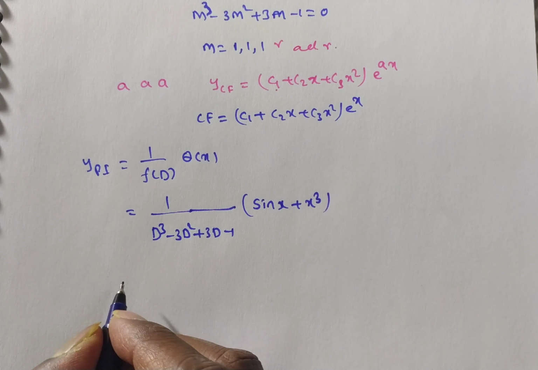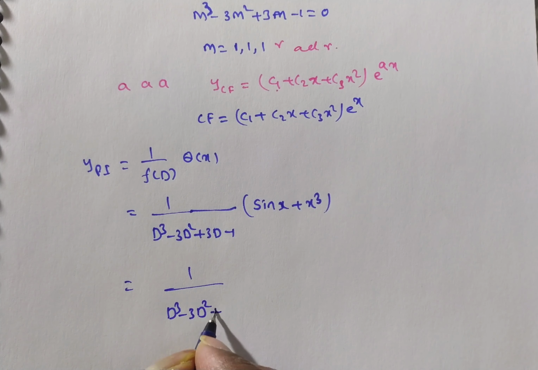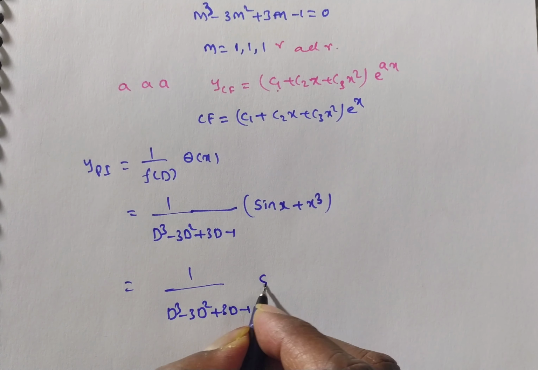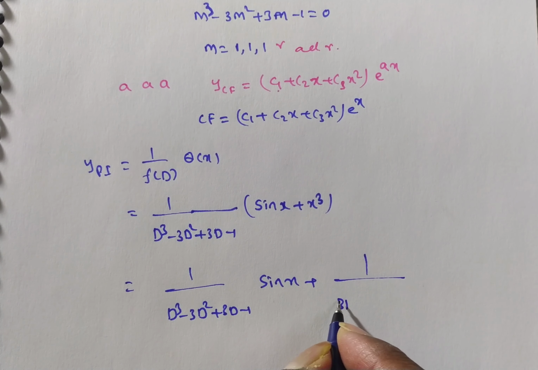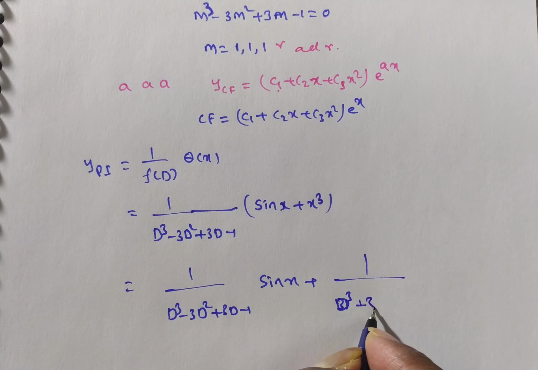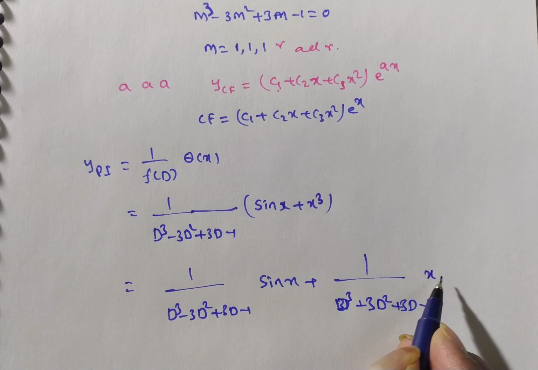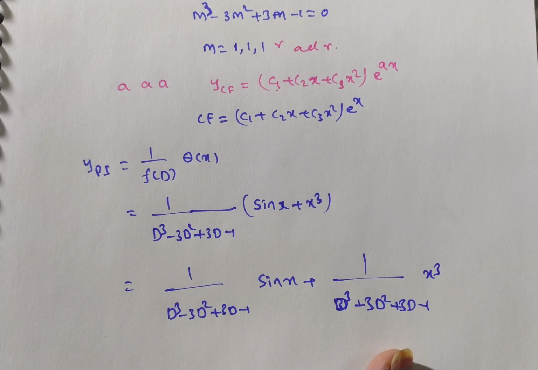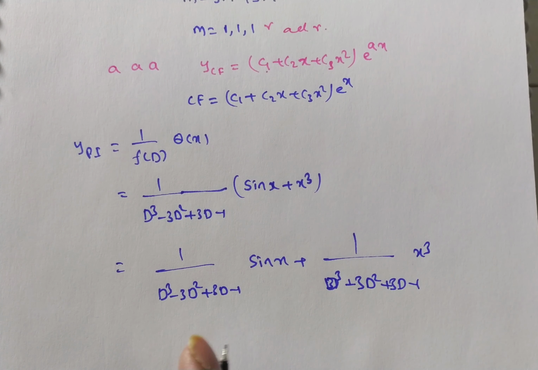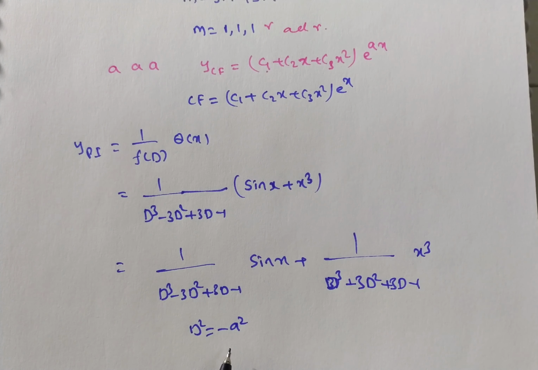Then here you will have 1 by D cube minus 3D square plus 3D minus 1 into sine x, plus 1 by D cube minus 3D square plus 3D minus 1 into x cube. Friends, you know that whenever a sine function is there in Q of x, then we are replacing D square by minus a square. Whenever sine ax is there, we are replacing D square by minus a square.